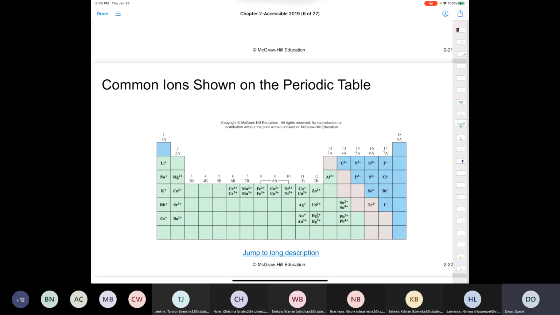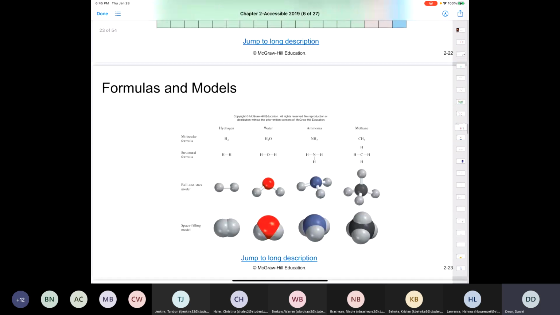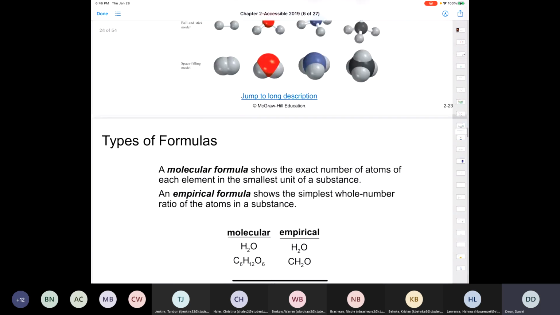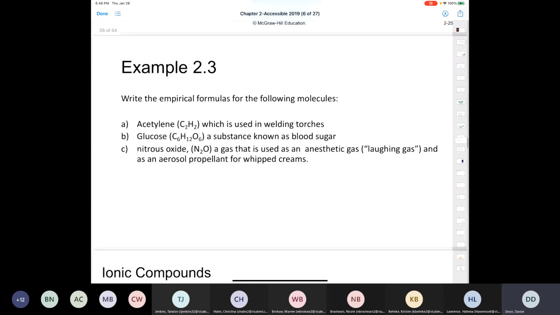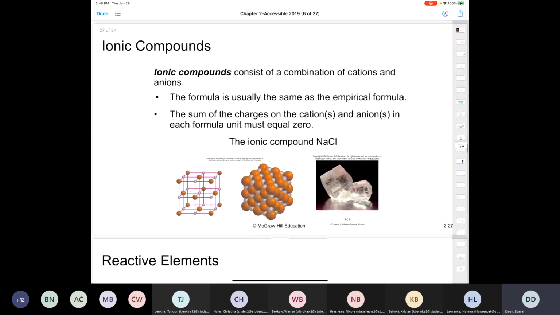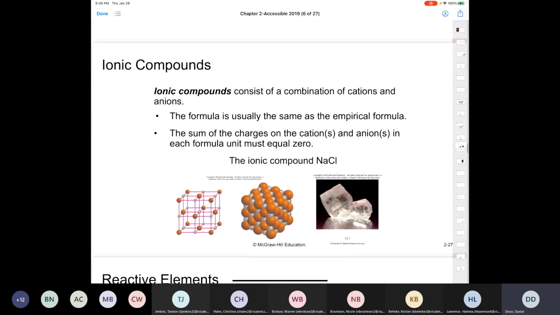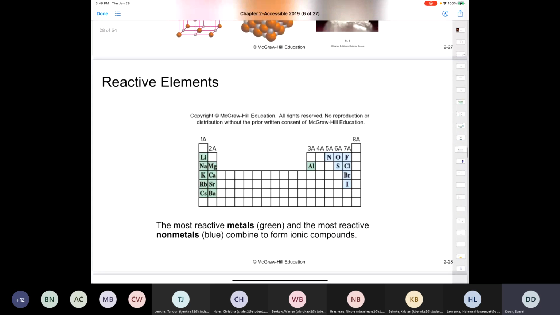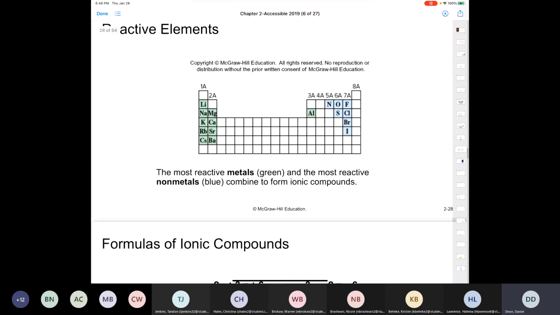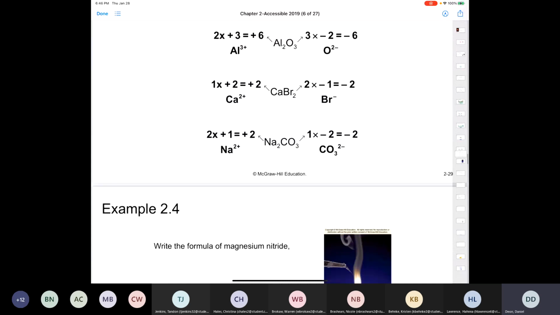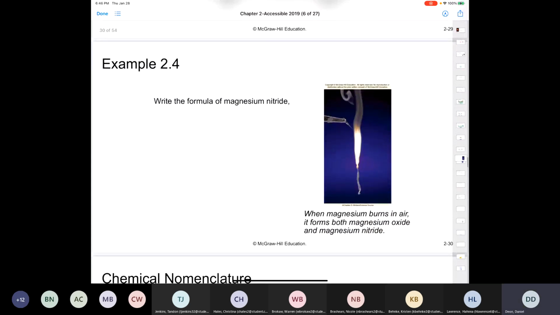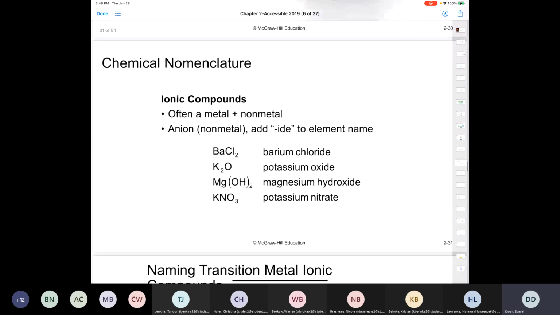Ions on the periodic table. I cover that in my lecture. Formulas, models, types of formulas, molecular formulas, empirical formulas. I go over what's called an ionic compound. So those are held together by electrostatic forces. Talk about what's a reactive element. I talk about how to make formulas for ionic compounds. We look at making formulas for ionic compounds, and then nomenclature.